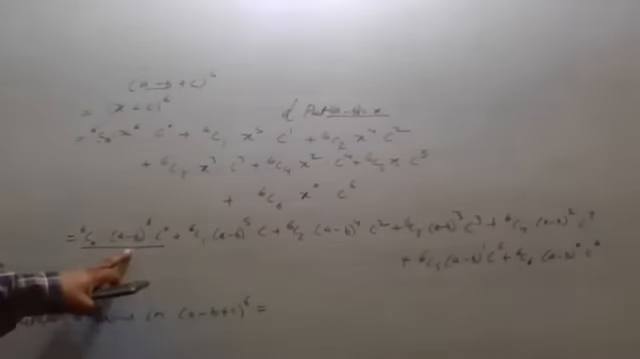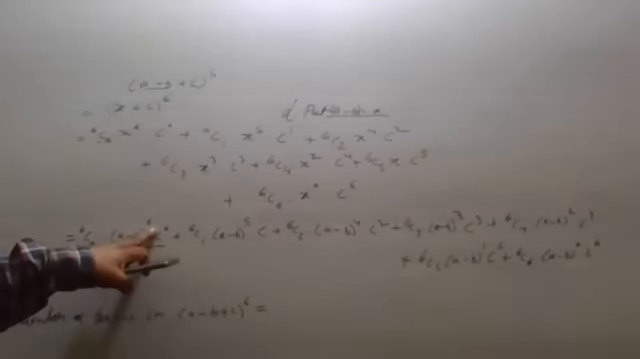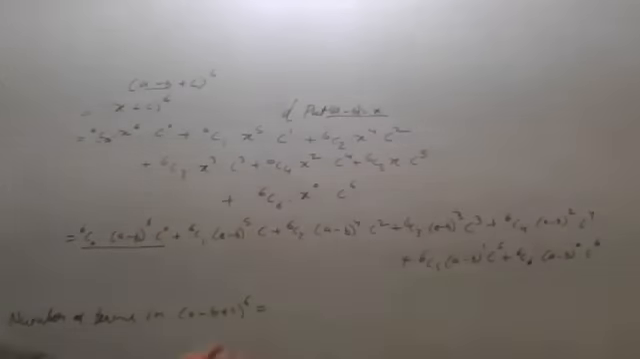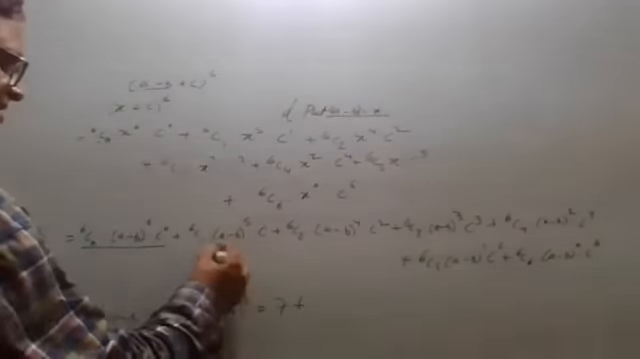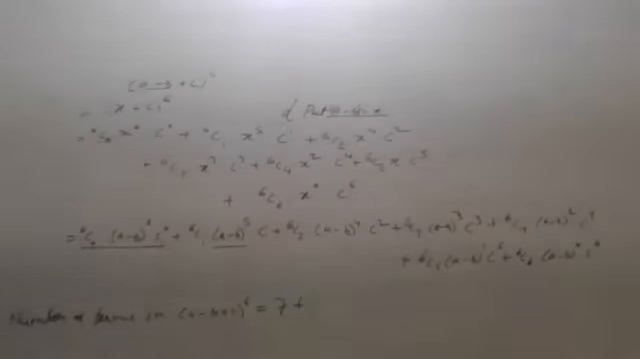In the expansion of (a minus b) whole to the power 6, if we expand this, how many terms will it have? Can you tell the number of terms in this expansion? So 7. And c is single, so on multiplying with these outside the bracket, we will get 7 terms only.